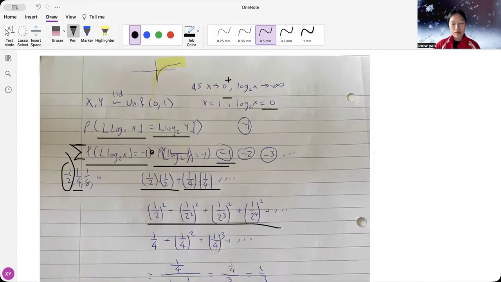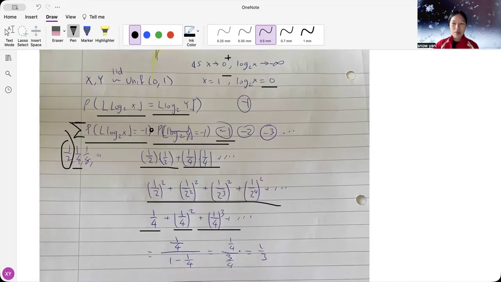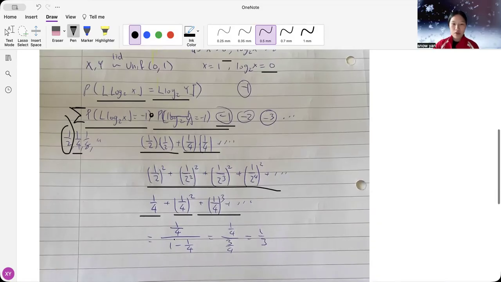So it would look something of this form. This is really hard to evaluate, right? We don't know the sum of squares of something over something. So we can change this form into 1 over 4, 1 over 4 squared, 1 over 4 cubed, and so on and so forth. We know the sum of this is just an infinite geometric series: 1 over 4 divided by 1 minus 1 over 4. So we get 1/3 as our final answer.